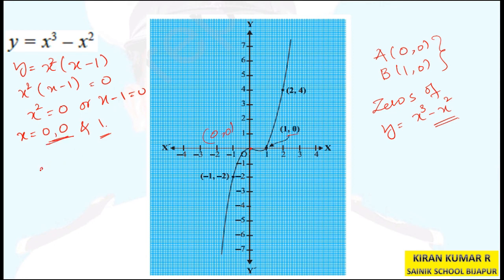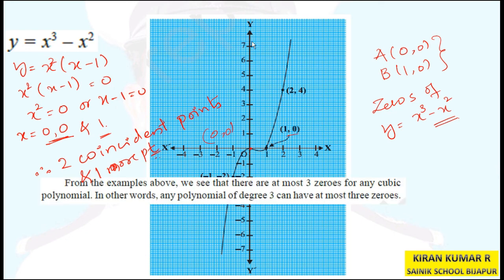So two coincident points and one more point. Finally, we can conclude that at the most 3 zeros are there for a cubic polynomial. In other words, any polynomial of degree 3 can have at most 3 zeros.